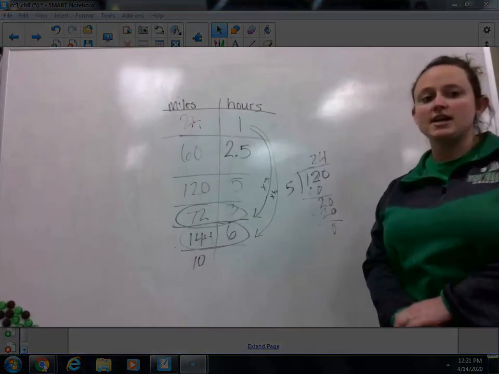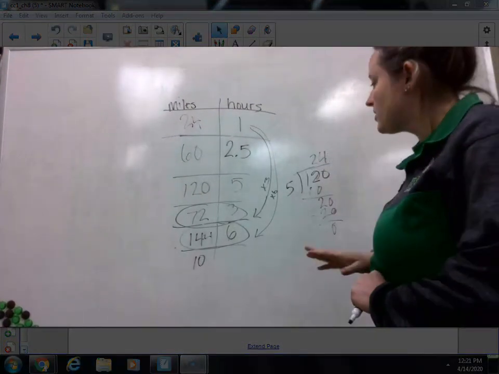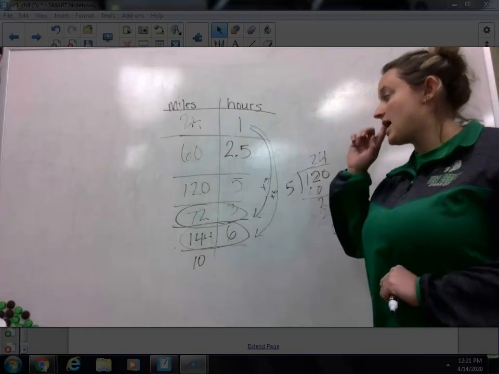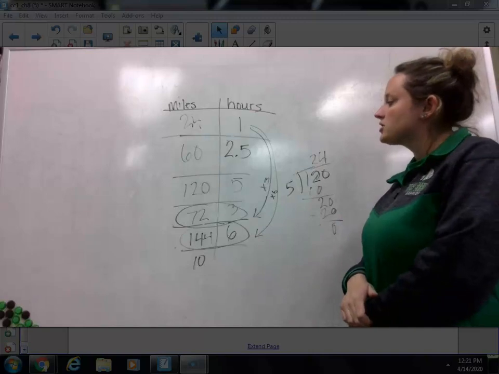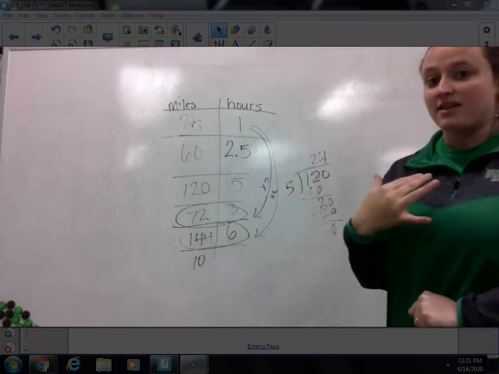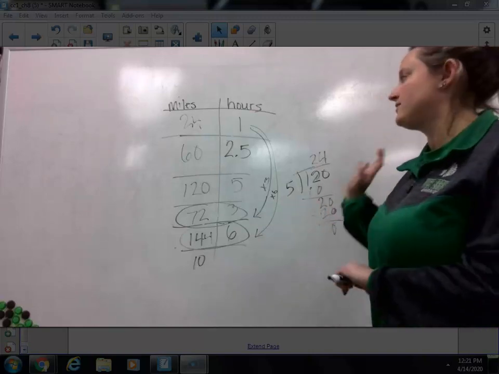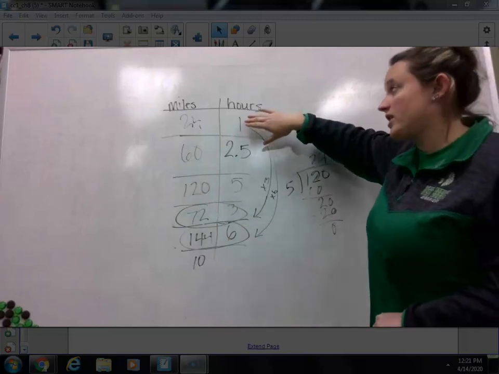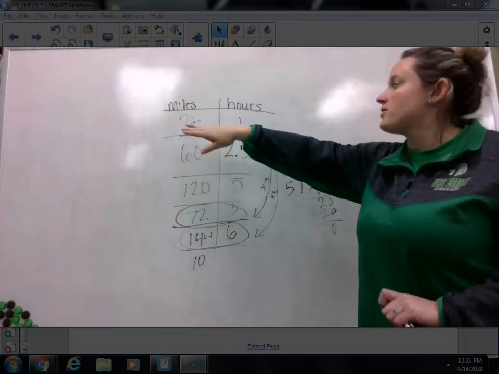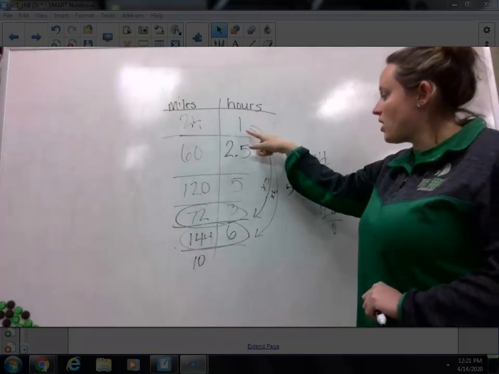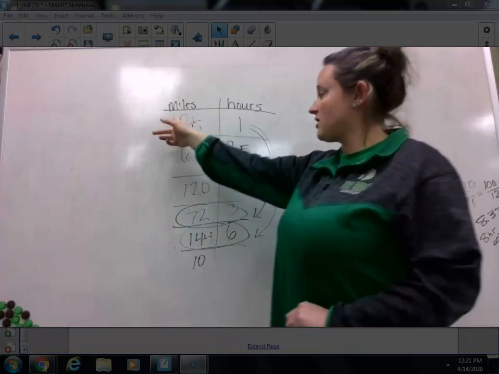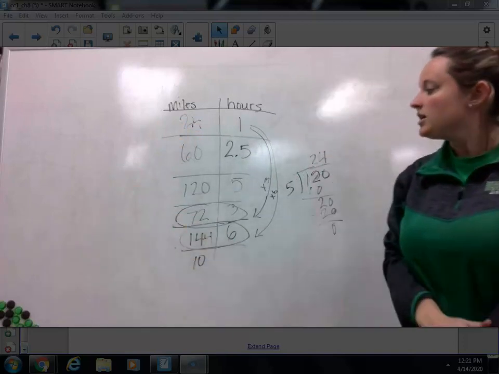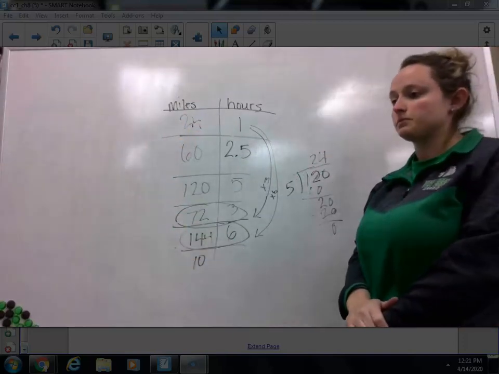All right, so let's take a look at what we have here. So we were to find how many miles it would take for 3 hours and 6 hours. My way, me and Mr. Baldwin have different ways, is we know that in 1 hour, they travel 24 miles. So I took 1 times 3 to get 3 hours. I would do the same thing over here, 24 times 3 to get 72 miles.